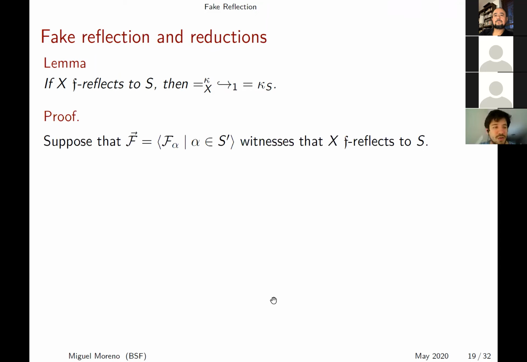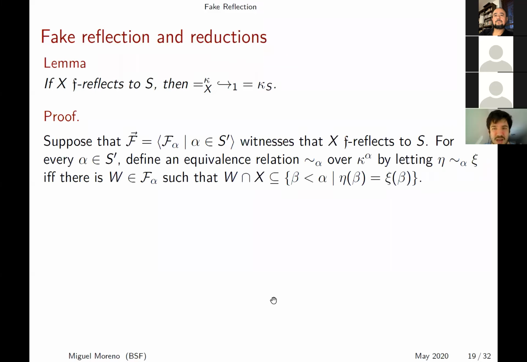So suppose you have the sequence of F alpha, this is filter reflection. Now, for every alpha of S', the subset of S with the filter reflection, define the equivalence, I don't know how to call that symbol, tilde alpha, over the functions from alpha to kappa by saying that eta is alpha equivalent to C if and only if there is an element W of F alpha such that W intersected X is a subset of the set of beta smaller than alpha in which eta and C coincide.